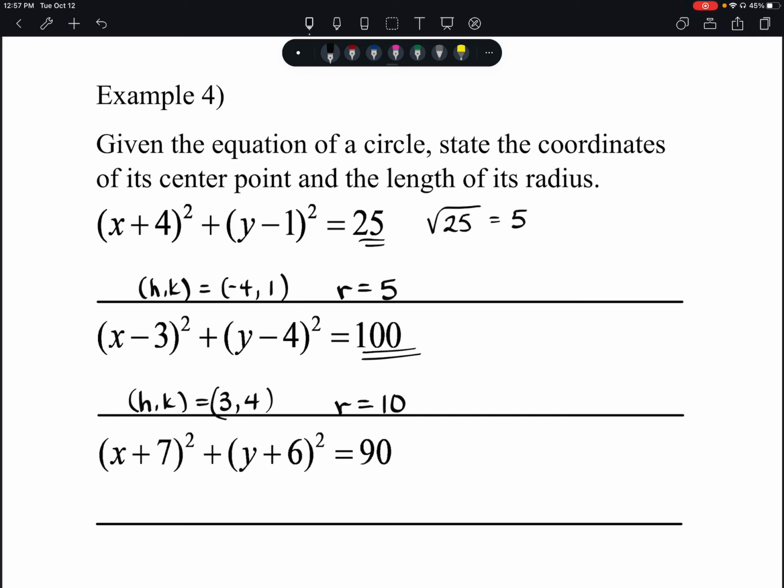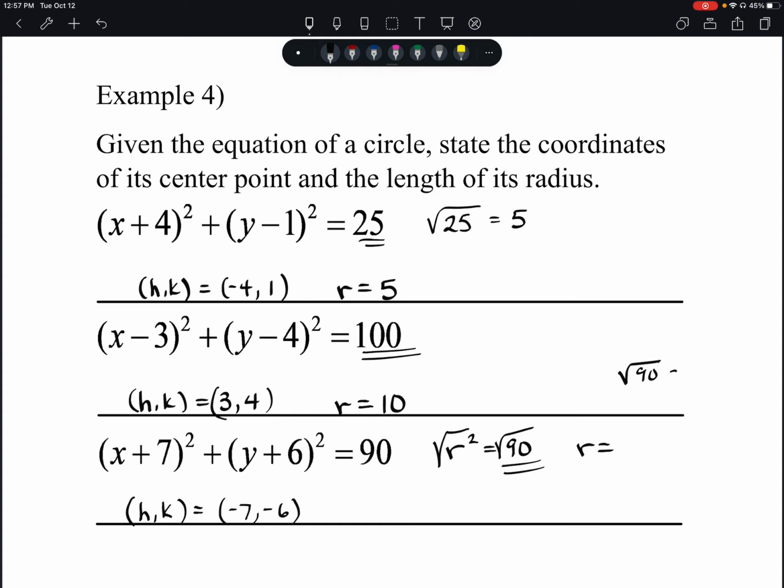And the very last one on example 4 says x plus 7 quantity squared plus y plus 6 quantity squared equals 90. So again, for our locator point at the center of the circle, we will actually have -7, -6. And then to find our radius, we know that r squared equals 90. So we're going to take the square root of each side, and we're going to get that r is going to equal whatever the square root of 90 is.